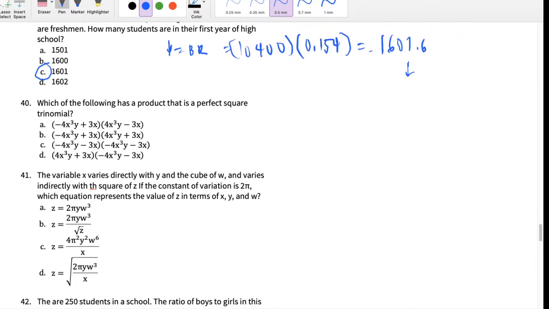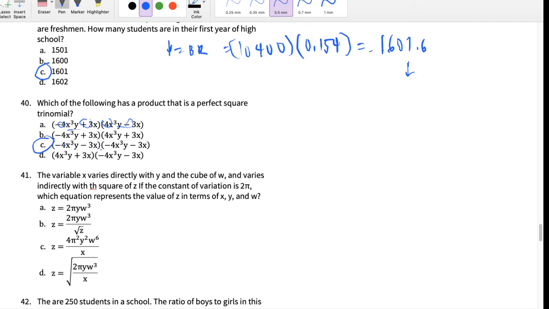Number 40. Which of the following has a product that is a perfect square trinomial? Okay, so para magkaroon ka ng perfect square trinomial, dapat meron kang binomial multiplied by itself. So, ibig sabihin dapat equal lang yung itong dalawang factors mo na minamultiply. Ito, magkaiba yung sign nito. Magkaiba rin yung sign nito. So, these are not equal. This one, magkaiba yung negative 4x cubed y and yung 4x cubed y. Okay, how about here? Pareho yung sign, pareho yung absolute value. So, our answer is letter C. Okay, pag hindi mo talaga alam, pwede mo silang isa-isahin. Pero, that will take time. So, the perfect square trinomial here would be letter C.